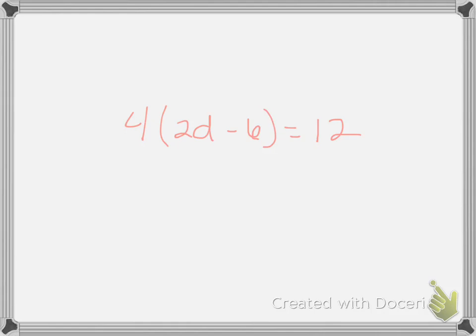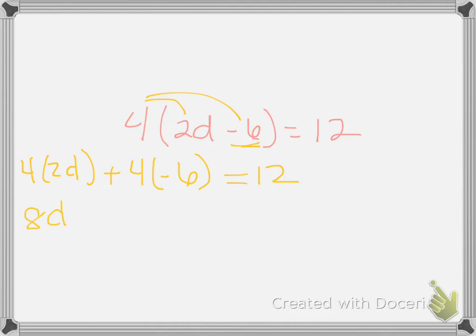Okay, this one's a little bit different. There's two different ways you could do it. One way you could do it is you could distribute this 4. So if I distributed the 4, I'd have 4 times 2d plus 4 times negative 6. Don't forget that negative. And it still says equal to 12. 4 times 2d is 8d. 4 times negative 6 is negative 24. Okay, and then we can solve from here.